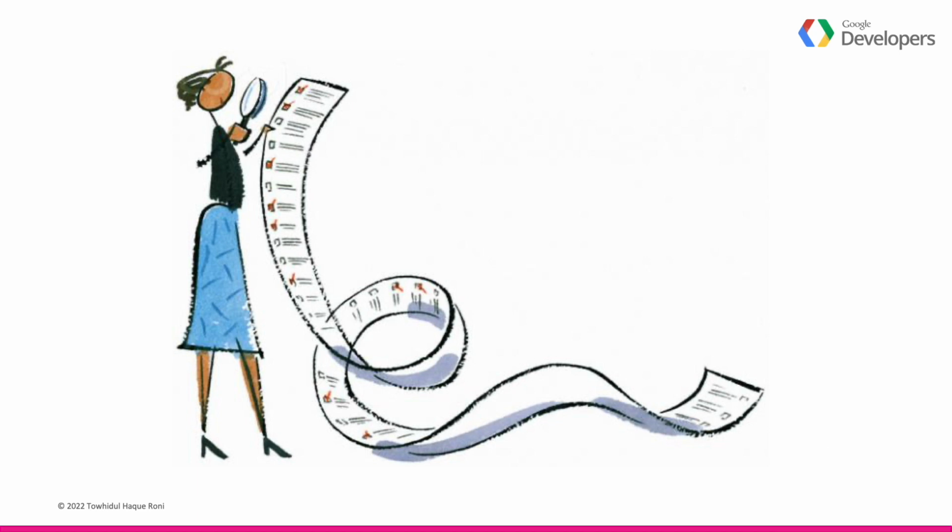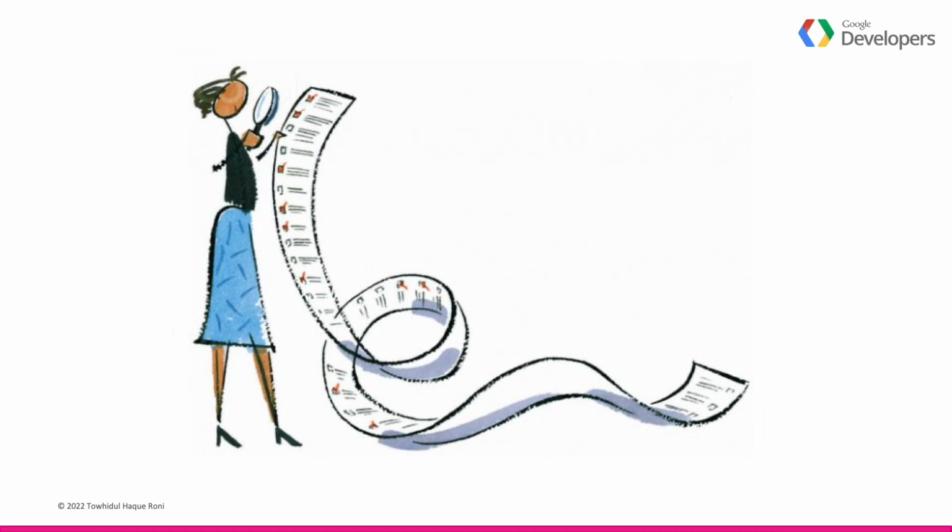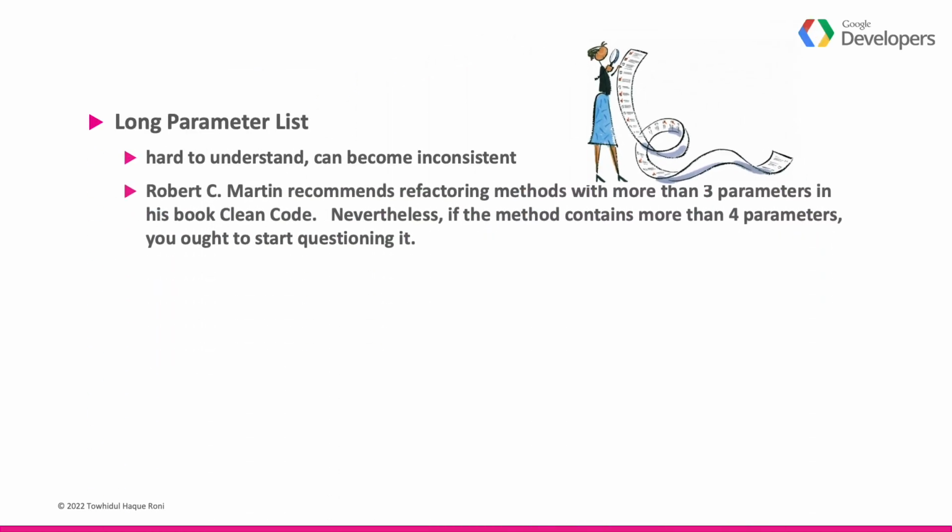Now, let's draw a parallel between this relatable situation and a common issue in programming, the long parameter list. Similar to the never-ending list of demands, having a long parameter list in your code can be challenging to understand and manage. It can quickly become inconsistent, just like trying to keep track of all the different items your partner wants. To combat this issue, renowned software engineer Robert C. Martin in his book Clean Code suggests refactoring methods with more than 3 parameters. And if a method contains more than 4 parameters, it's time to start questioning its design and potential for improvement.